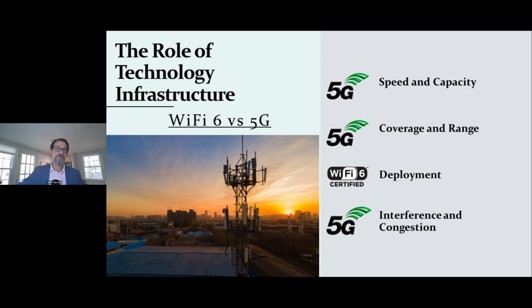When we look at coverage and range, Wi-Fi 6 is best suited for indoor coverage. It's especially great inside buildings. The challenge is that it has degradation when you've got walls and lead glass and other obstructions. The difference with Wi-Fi 6 and 5G, though, is that 5G offers better coverage because it has the ability to penetrate through walls and other obstacles.